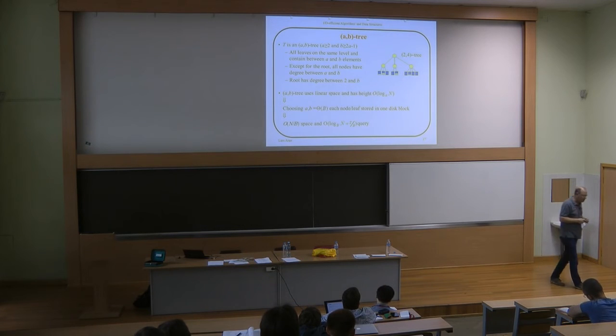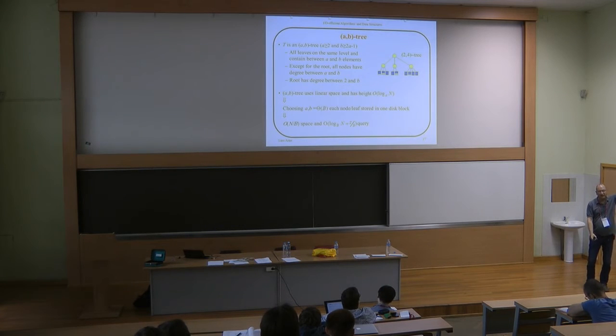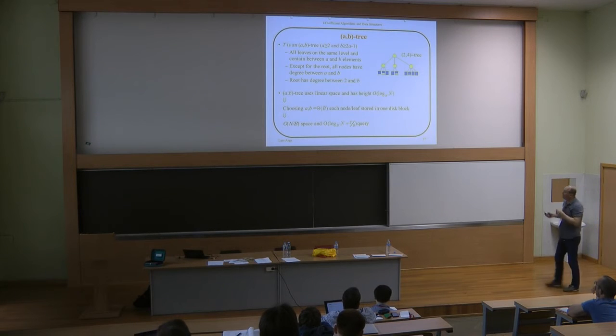Why is that? Well, that's because the highest tree I can get is if I use the lowest degree, right? The lowest degree is A. So I cannot make a higher tree than the tree I get if I make all nodes have degree A. And that's a tree of height log base A of n.